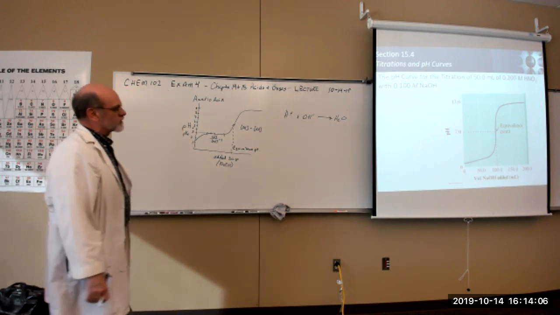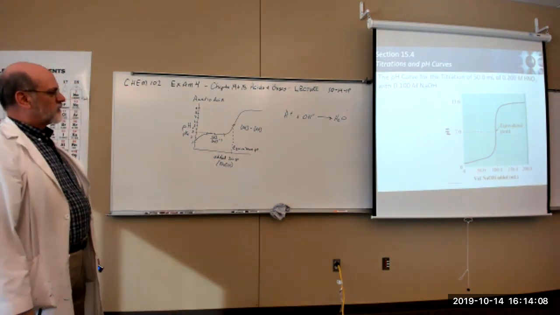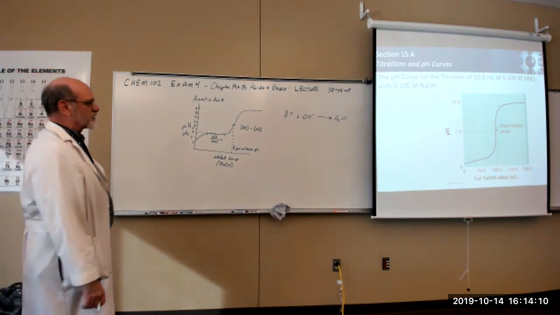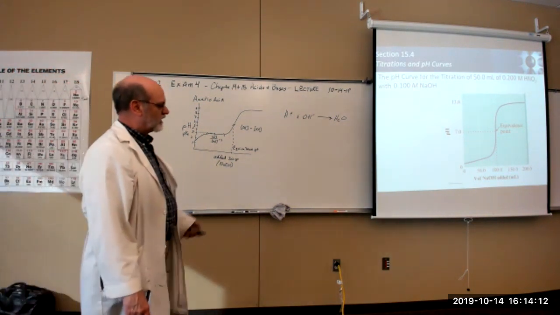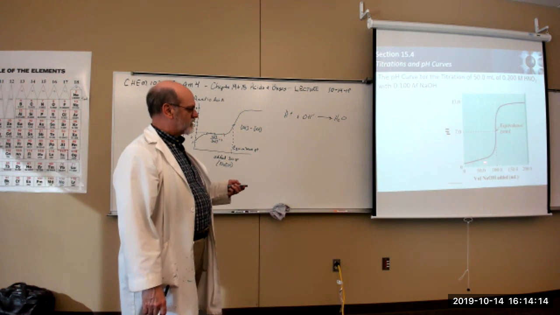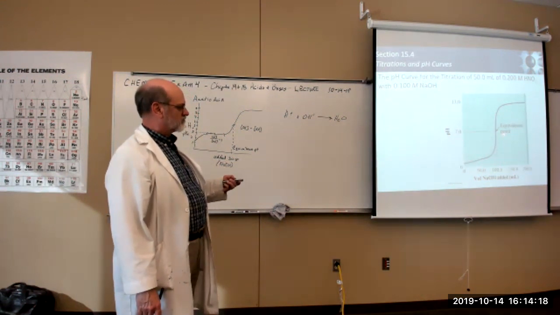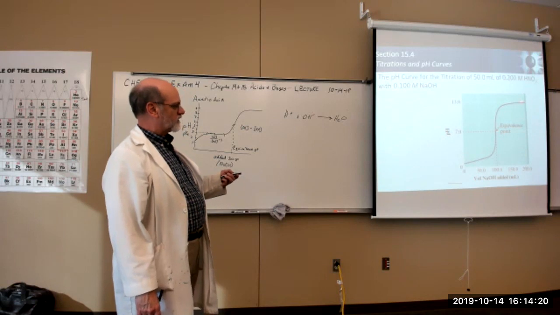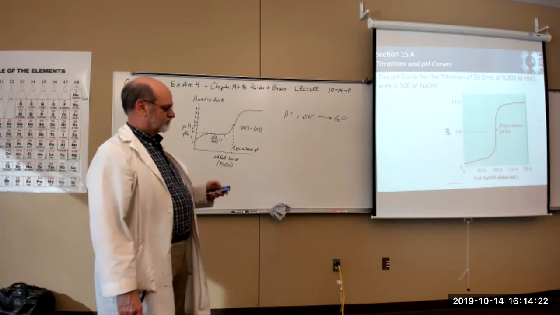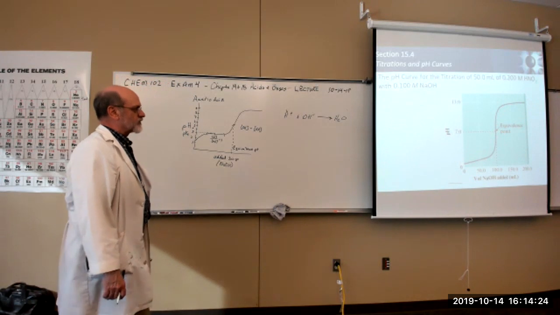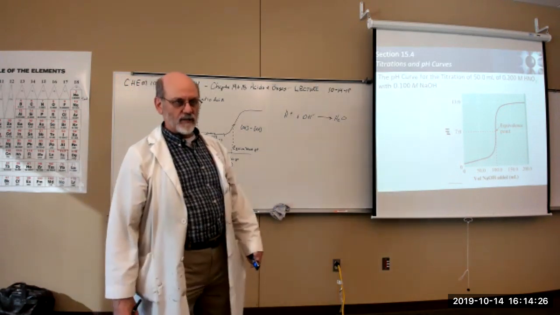Okay. So here, this is a strong acid, strong base, right? And it effectively doesn't have a buffer region. It goes up here, reaches the equivalence point, then flattens out like that. So strong acid, strong base combinations are not buffers.